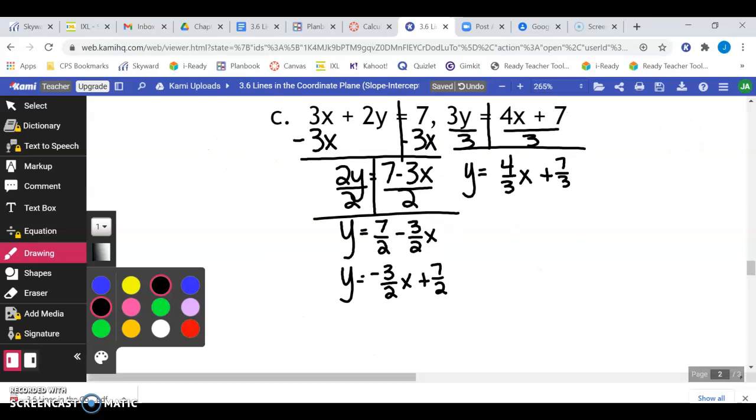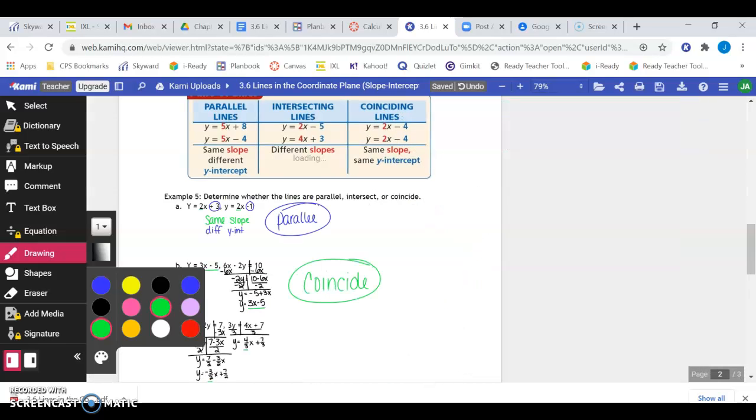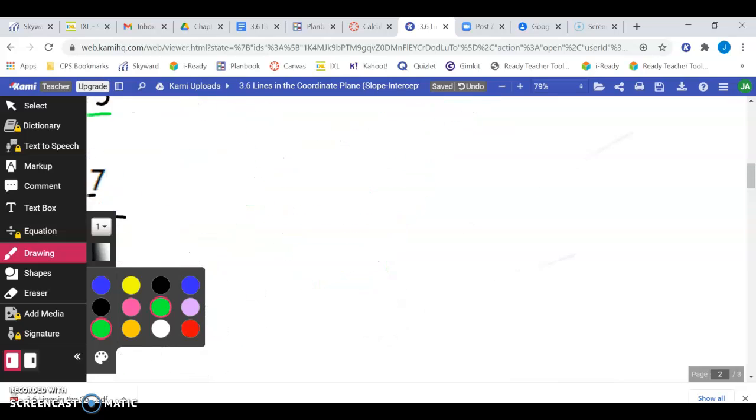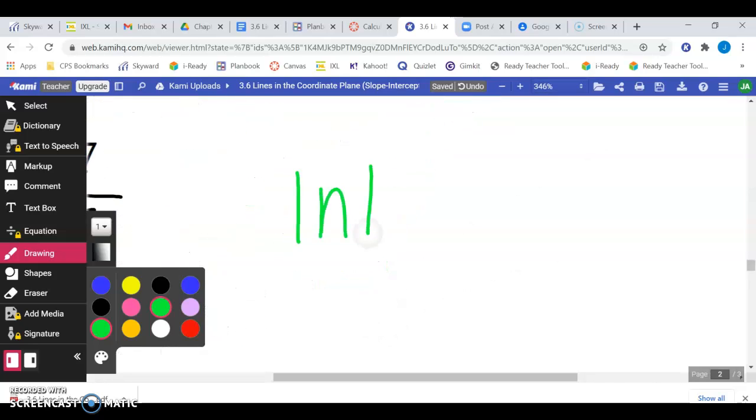So now looking at the slopes, we have -3/2 and we have 4/3. They have different slopes, so if we go back up here, the only thing that has different slopes is intersecting lines. So that tells us this is intersecting.